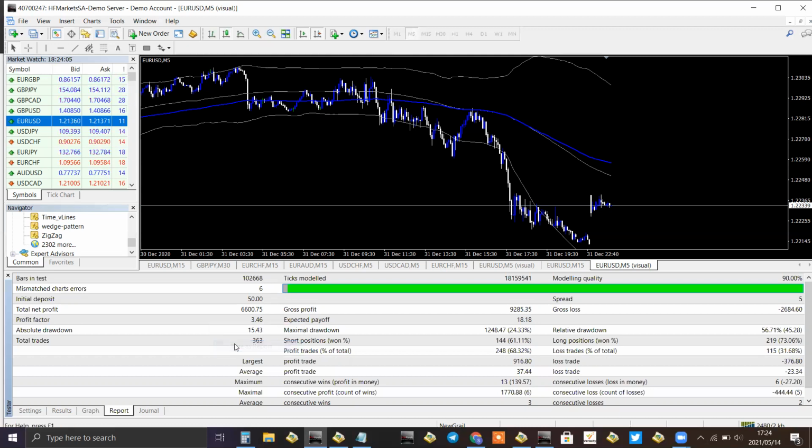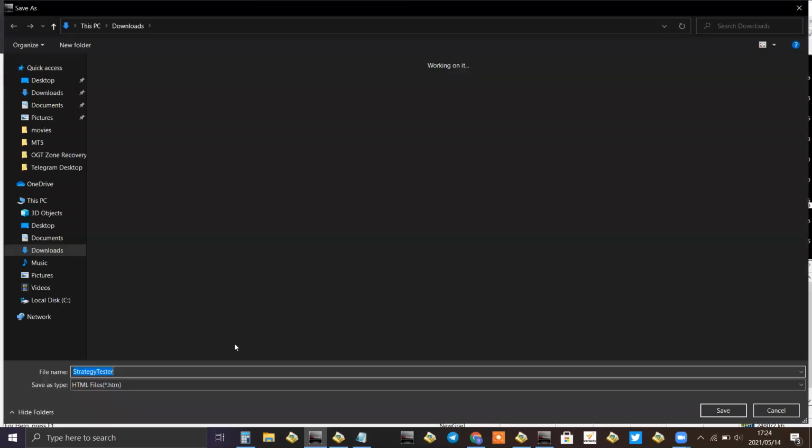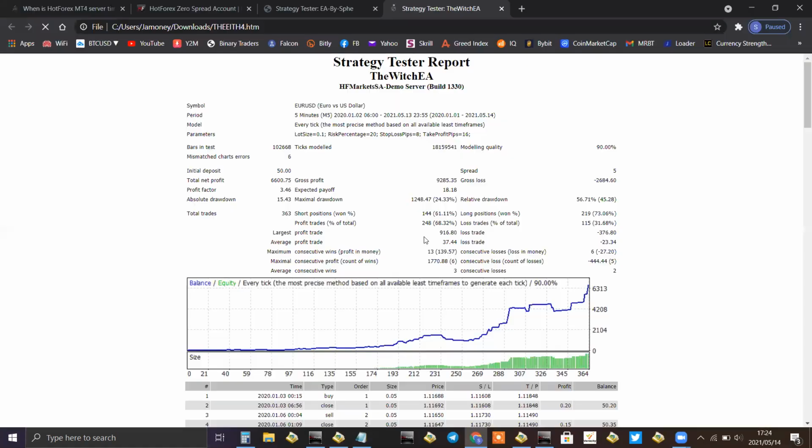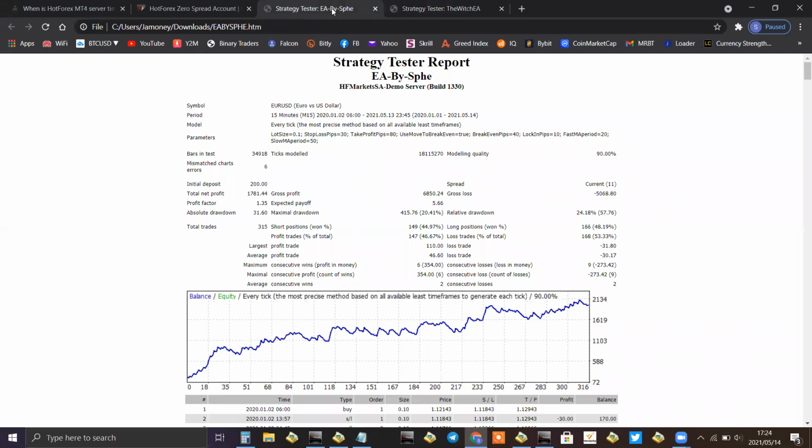So let's print this one, call it the witch. Okay, it doesn't matter what I call it. So there we go. 363 trades from 52. So profit trades are around 68%. So this one is a very good accuracy.